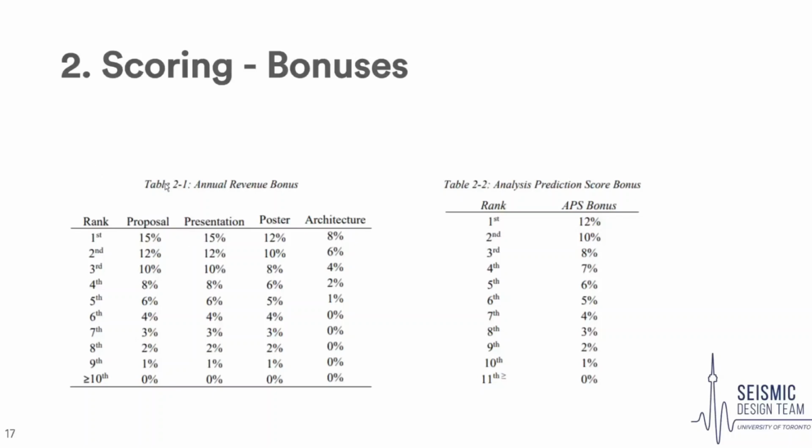The difference between getting first in proposal and presentation and having a 30% bonus is like the difference between probably being first or fourth or something like that. These bonuses are really what make or break the top teams, especially the revenue bonuses. So you can see kind of what rank you need to get which bonus. Architecture, it might seem like it's not that important because it's only 8%, but really architecture also plays a role in the proposal, the presentation, and the poster.